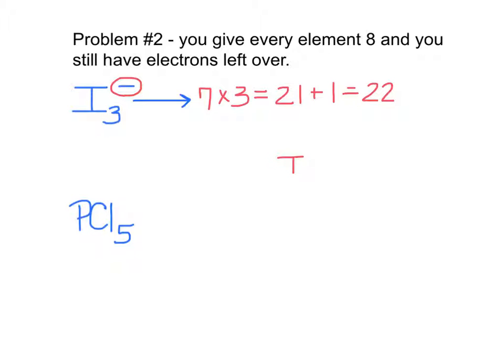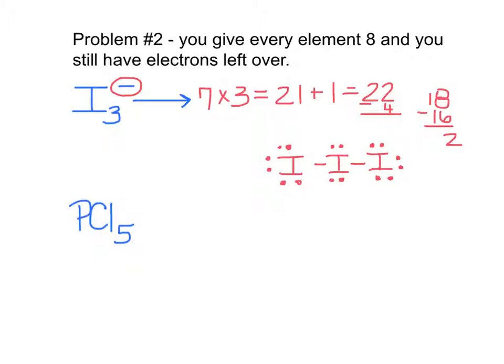So if we connect our iodines, we're just going to put an iodine in the middle and put the other 2 connected to it. What we see here is we have now placed 4 electrons. If we take away 4, we now have 18 more electrons to place. So I'm just going to start putting them around. I'll start on the outside. 1, 2, 3, 4, 5, 6, 7, 8, 9, 10, 11, 12, 13, 14, 15, 16. Now at this point, I have now placed 16 electrons, and everybody's got 8.